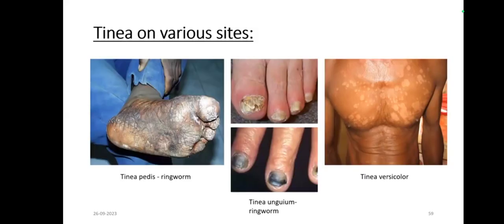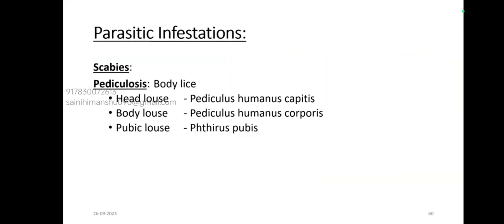You can see the various presentations of tinea. That is not a case of lichenified, hyperkeratotic or psoriatic lesion. It's a case of fungus. Onychomycosis, or tinea unguium, is another feature, which occurs on the nails. Tinea versicolor has white patches. And another one is tinea rosacea. I will show the photo.